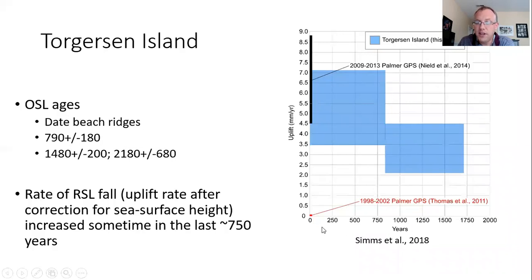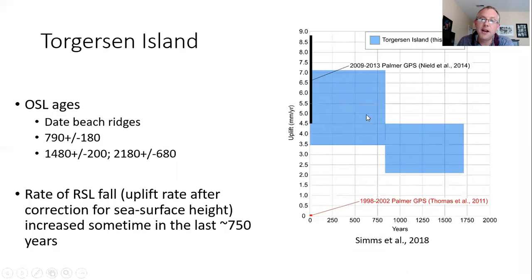And what we can see, this is time in years before present. This is uplift rate in millimeters per year. Again, the RSL record has been corrected for sea surface height changes to come up with this. And what we see is an increase in the uplift rate at about 780 years. So this is the 7 meter beach to the 5 meter beach, the 5 meter beach to the modern beach.